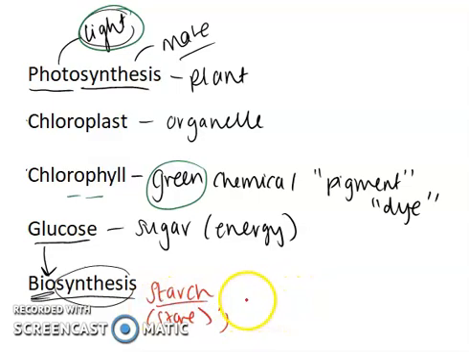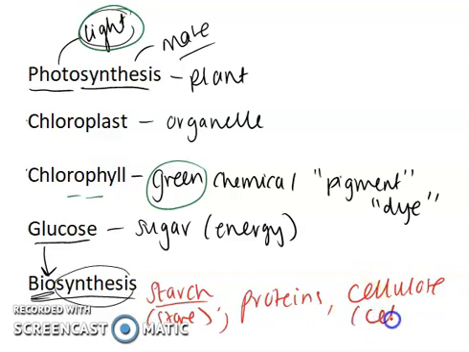You've got proteins or amino acids. You could also mention cellulose, and this is for cell walls. And lastly, plants can use glucose to make lipids, and that's found most often in the seeds of the plant.